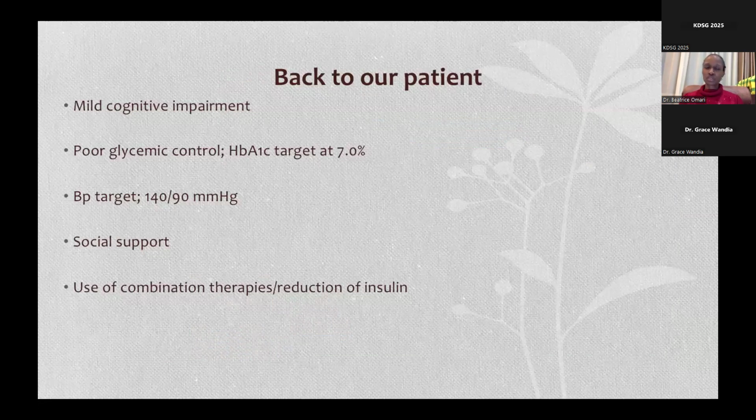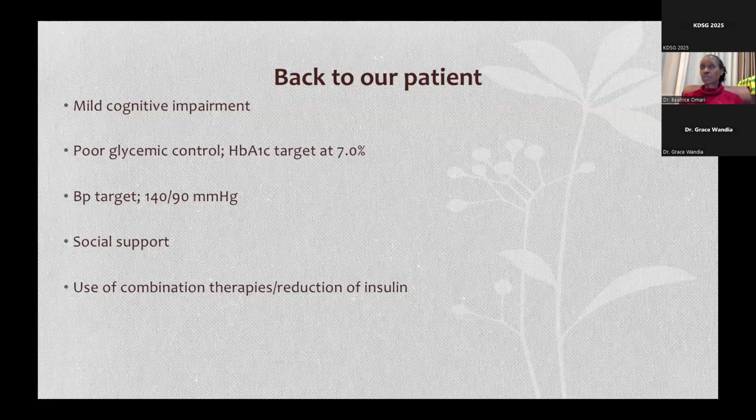So one of the things we discussed with her son was to set an HbA1c target of around 7, and a BP target of around 140, which we were able to achieve with 1 tablet. He was able to provide the patient with good social support. We agreed that he will be accompanying her to every visit.